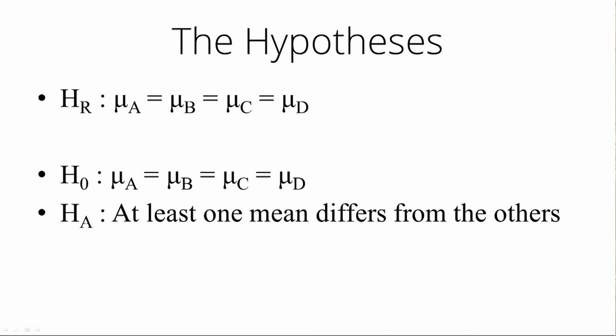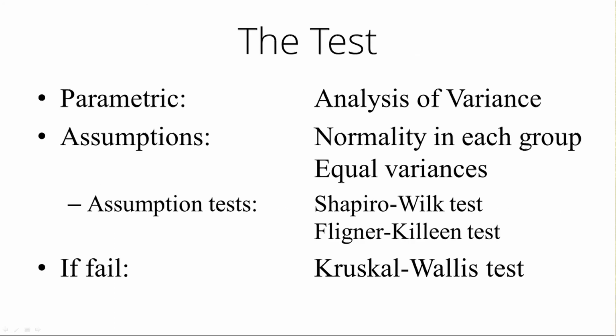So the null hypothesis is that they're all equal. The opposite of all equal is that at least one is not. So here's the test. The parametric test is called the analysis of variance test. The assumptions, one of those we've been seeing a lot, is the normality in each of the groups, that the data in each of the groups is generated from a normal population. We do have a second assumption, though. That second assumption is that the groups, the populations, have equal variances.